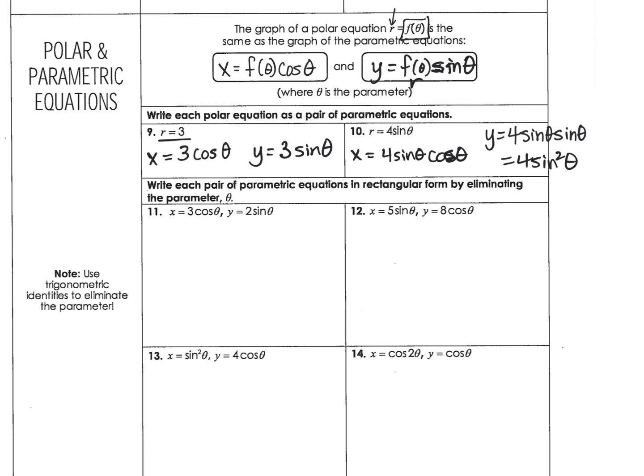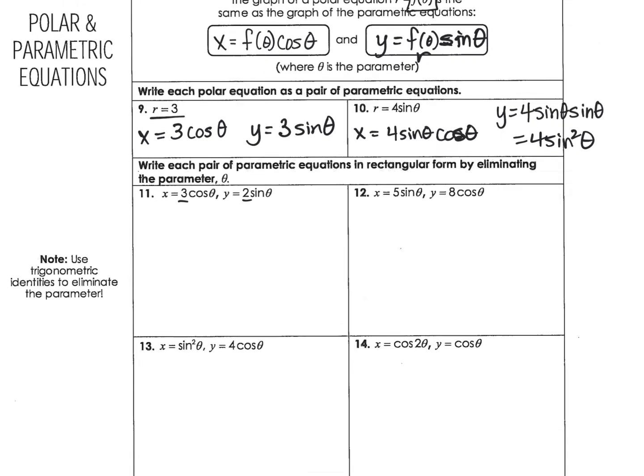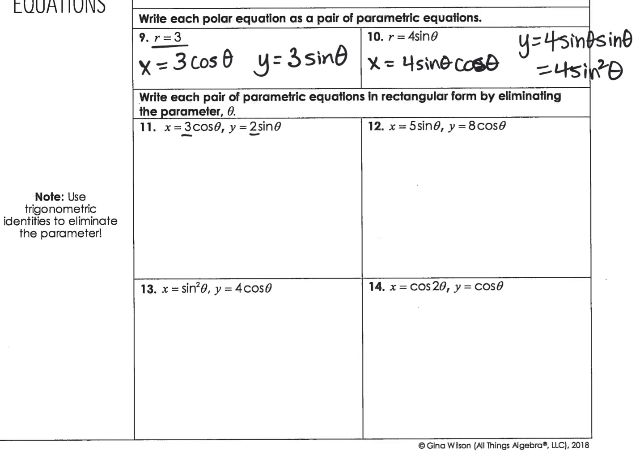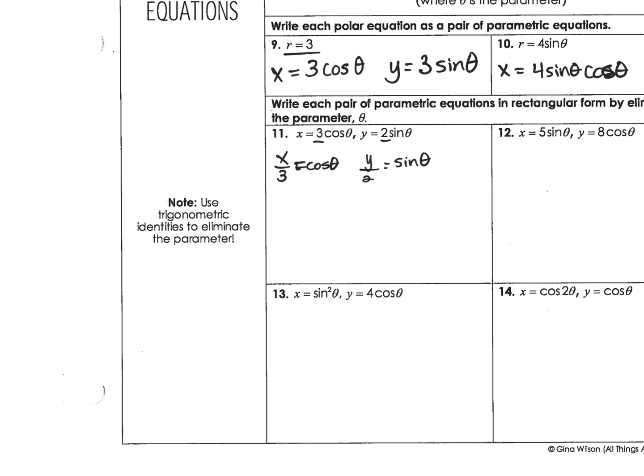Well, how though? Because it's not the same here, is it? So what do we need to do? We got to get rid of theta. So we got to solve for theta, sine theta and cosine theta. Watch. This becomes x over 3 equals cosine theta, doesn't it? This becomes y over 2 equals sine theta. Well, here's a question for you. How can I get cosine and sine to be in terms of x and y? I want you to remember a property we know. What do we know about this?